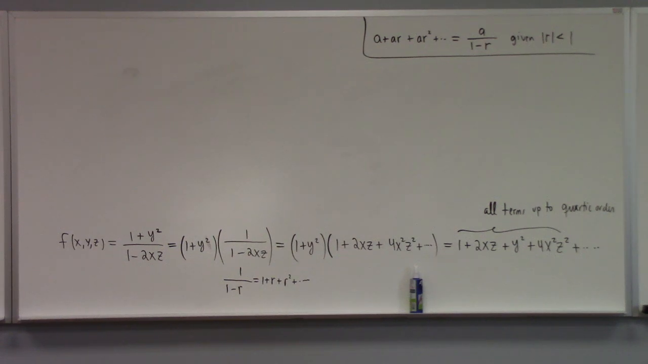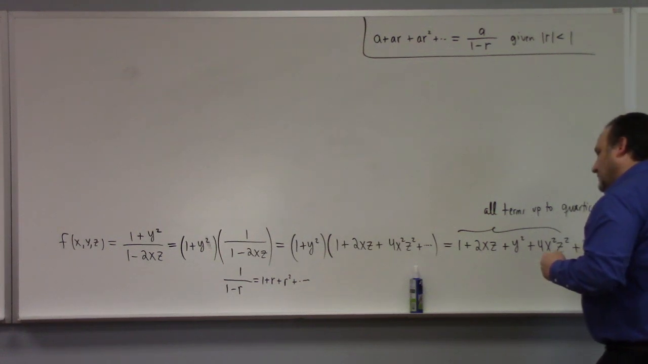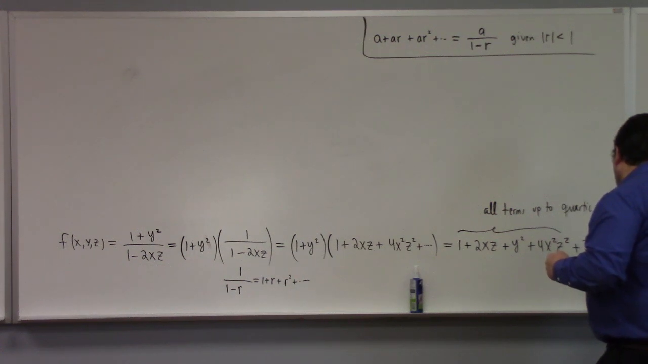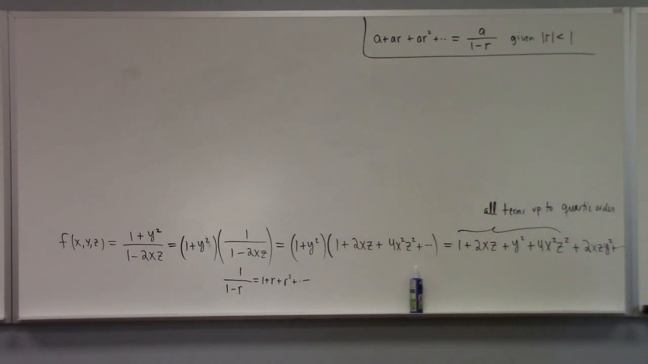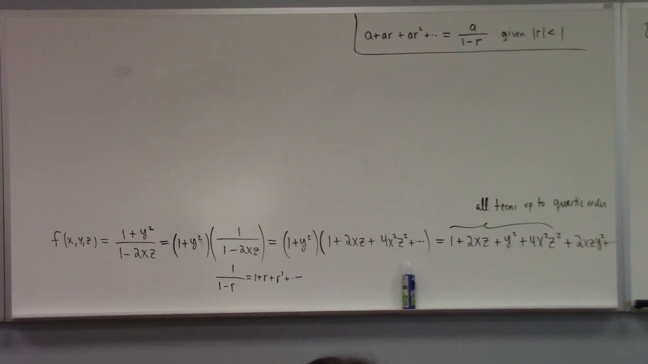Am I missing something? I might be missing something. What do you think I'm missing? Oh, how about that y squared times xz? Oh, I do need that, right? That's also order 4, isn't it? Yeah. My bad. So 2xz y squared. Yeah, that's still order 4. Is that everything? You gotta be careful. It's easy to miss stuff. You could just multiply everything out and then just erase the part.